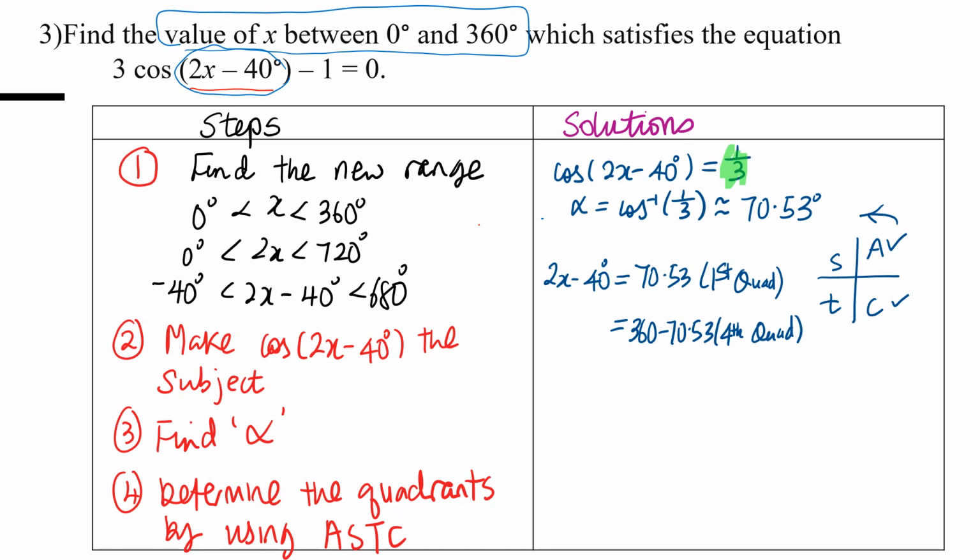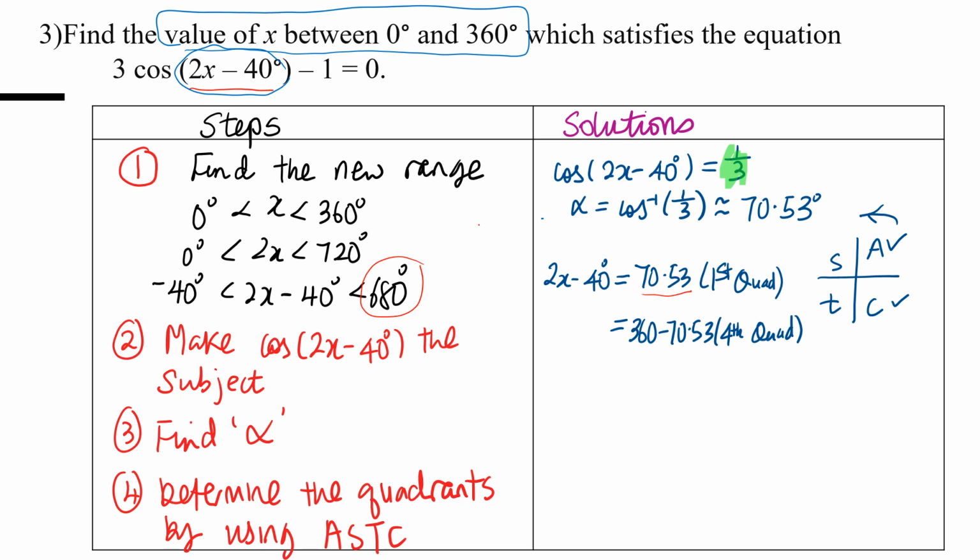All right, so this is the tricky part. You see the range that you're given goes all the way to 680, which means we're talking about 2 cycles. So the first cycle is 70.53. This is your first cycle. So we need to add one more cycle to it.